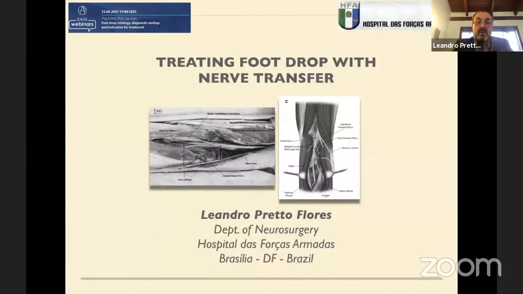I'm going to talk a little bit about treating foot drop with nerve transfers. As Deborah said, this is a very controversial approach to this dysfunction. Of course, I will not try to give a complete talk about everything. I will just talk about a few issues on this theme, trying to answer quite simple and practical questions about this type of approach.